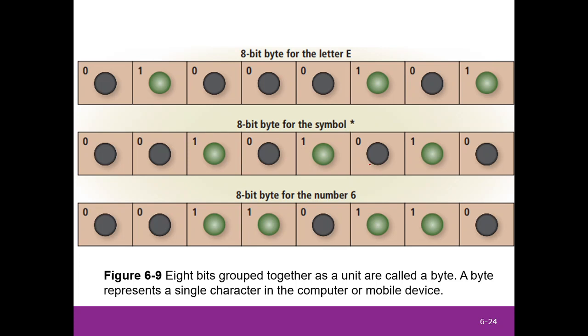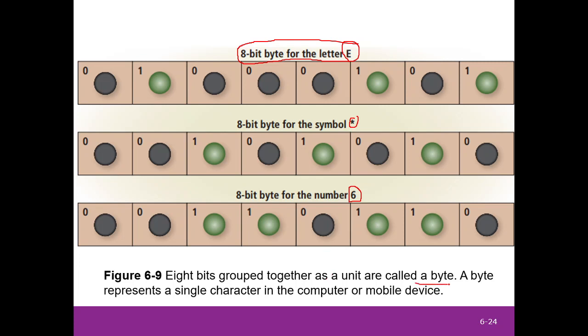Then we said that if you have 8 bits, we call it a byte, and these are basically the ASCII codes. This is the ASCII code for the letter E, this is the ASCII code for asterisk, this is the ASCII code for the number 6, okay. So 8 bits are grouped together as a unit and it is called a byte.